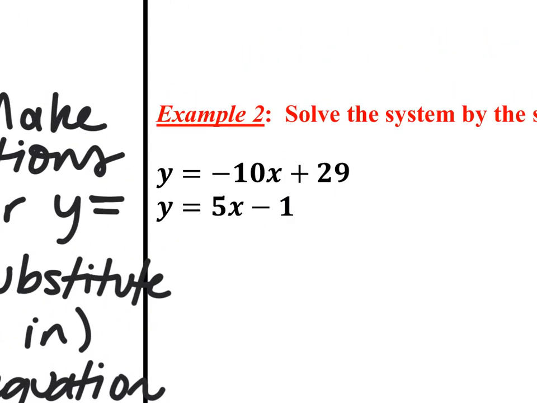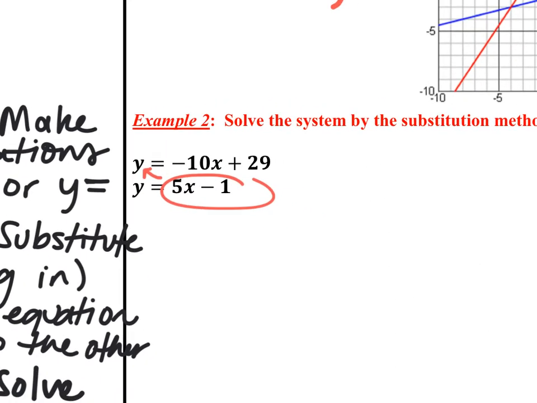This one right here is already y equals. I like that one. I'm actually going to circle this part. So it says that y is equal to 5x minus 1. I am going to substitute that into the other equation. So I'm going to take this 5x minus 1, and since that's equal to y, I can put it in the other equation for y. Watch. So instead of writing y for that first equation, I'm going to put 5x minus 1. And then the rest stays the same.